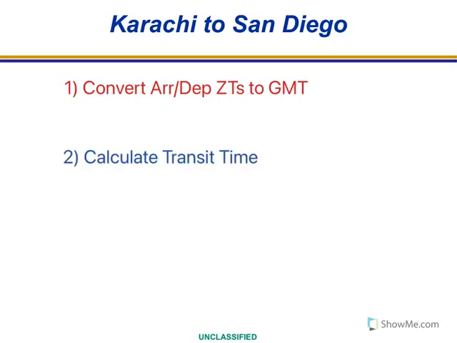The second step is to calculate our transit time. So now that we have both arrival and departure times in GMT, we'll do some math to figure out how long it's going to take us to get from Karachi to San Diego. We'll start with that in days, hours, and minutes, and we'll convert that transit time into hours.